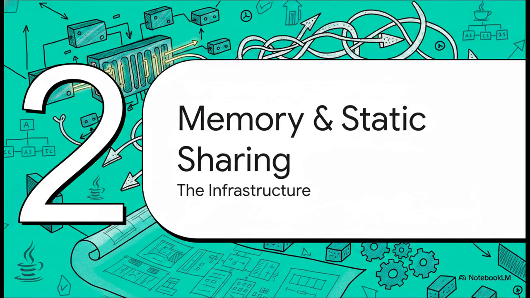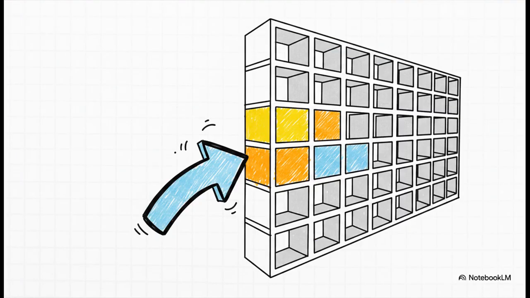Moving right along to Section 2, Memory and Static Sharing, the infrastructure. Let's look under the hood at how the computer manages these blueprints. It's super easy to think of variables and data structures as just abstract concepts floating around in the ether, but they are highly physical. Data structures are simply a system of memory management. Just picture computer memory as a giant physical wall of numbered mailboxes. When you create an object or an array, the computer is literally just reserving a block of those mailboxes and keeping track of the starting address so it can find your data later.